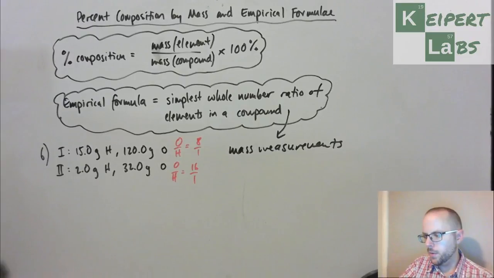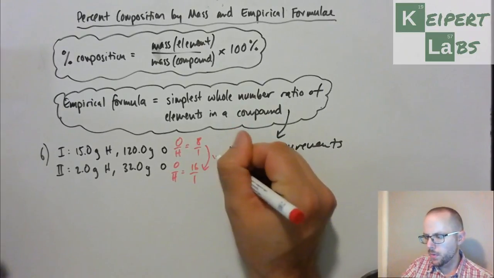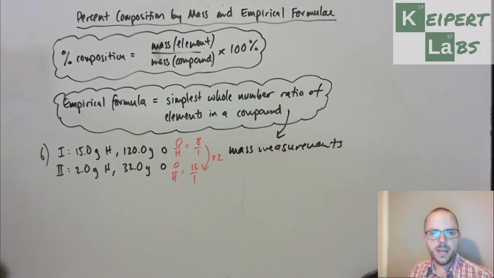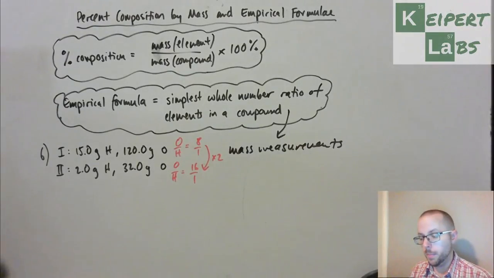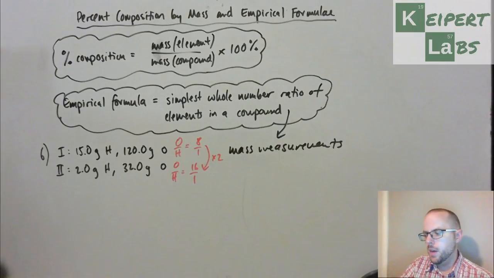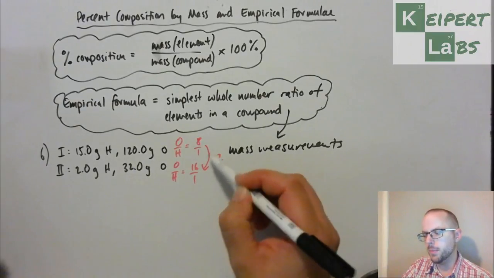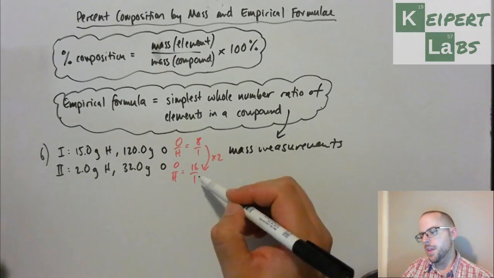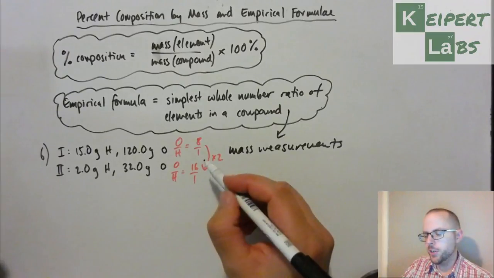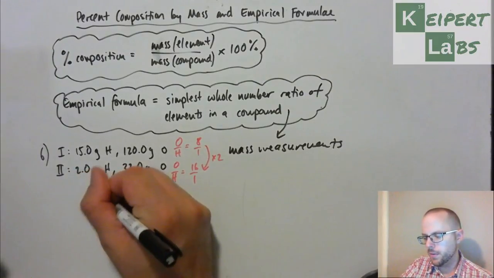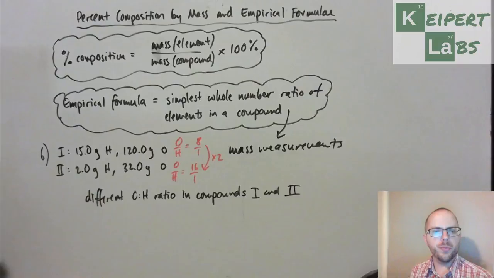Just as we've identified before, they're not the same, which suggests that these aren't the same compound. Because the ratio of compound 2 is double that of compound 1, they're combining in different ratios. So we're seeing that we've got different ratios of oxygen to hydrogen in compounds 1 and 2.